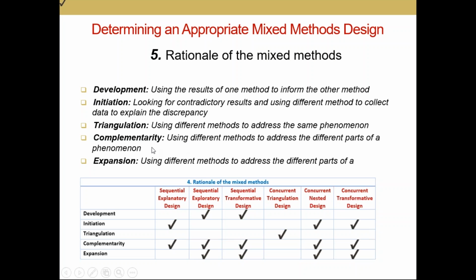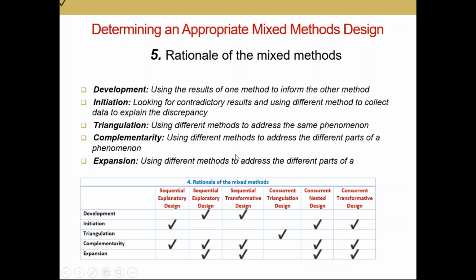Complementarity. As the name implies, you are using one approach to complement the other approach, using different methods to address different parts of the study. You realize that maybe quantitative cannot totally address a specific phenomenon, so you have to collect quantitative data to address the aspects that the other approach did not address. So one approach is complementing the other approach.